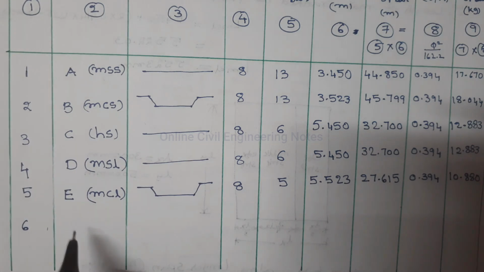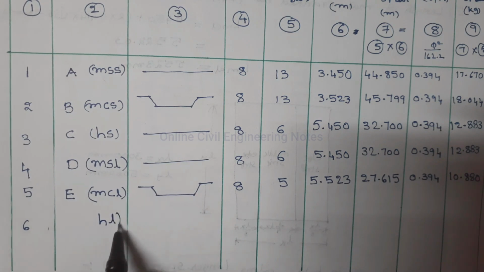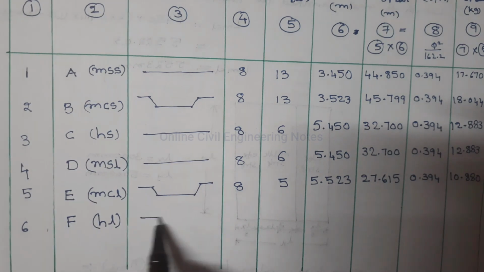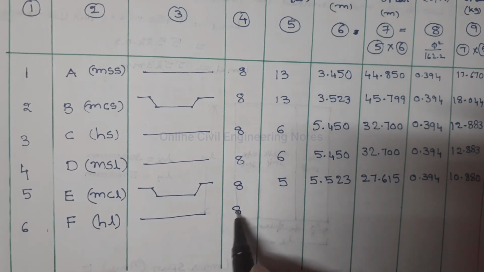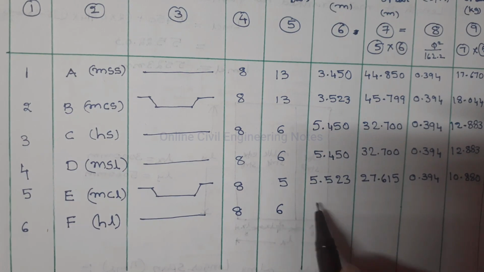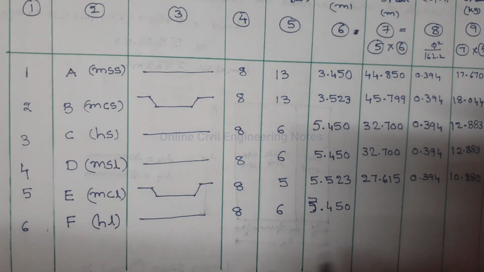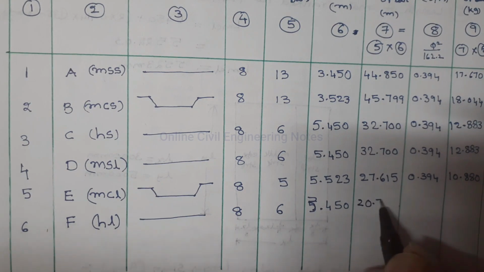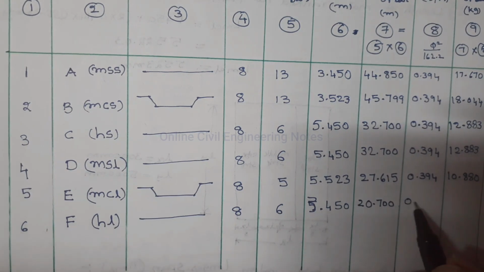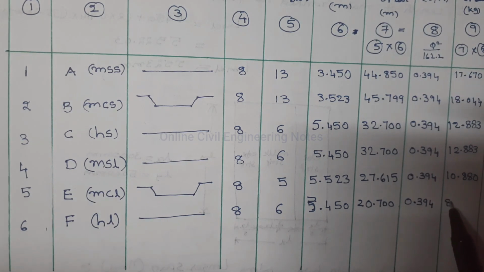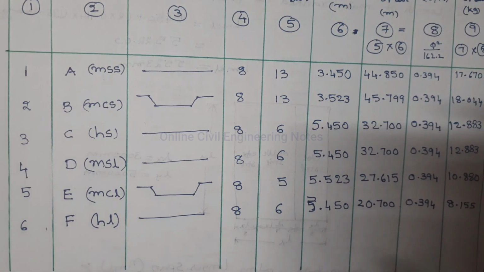Sixth bar is hanger bar along longer span. F is a straight bar, 8 mm dia, 6 numbers, 3.450. Total length is equal to 20.700. Weight per meter is 0.394. Total weight is equal to 8.155 kgs.